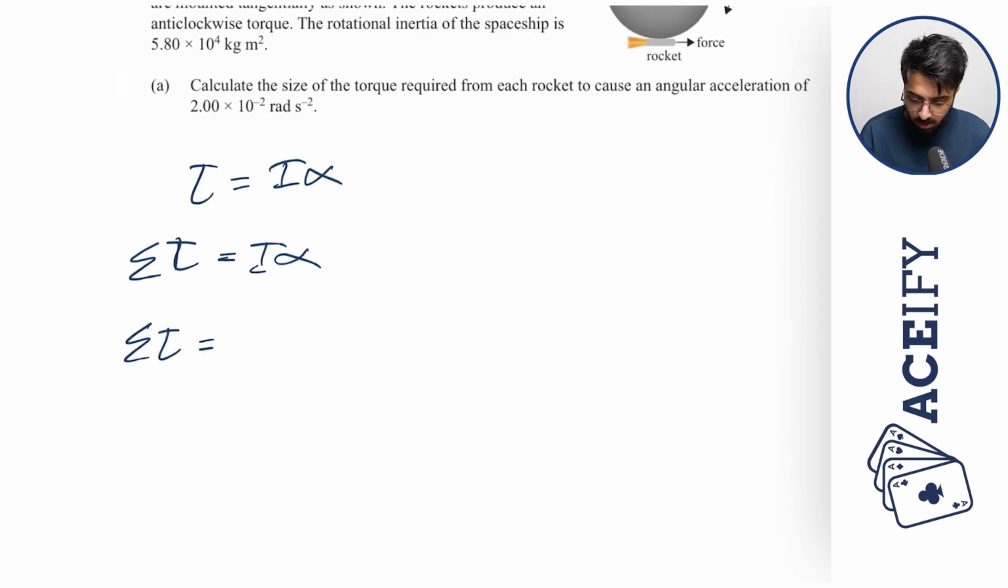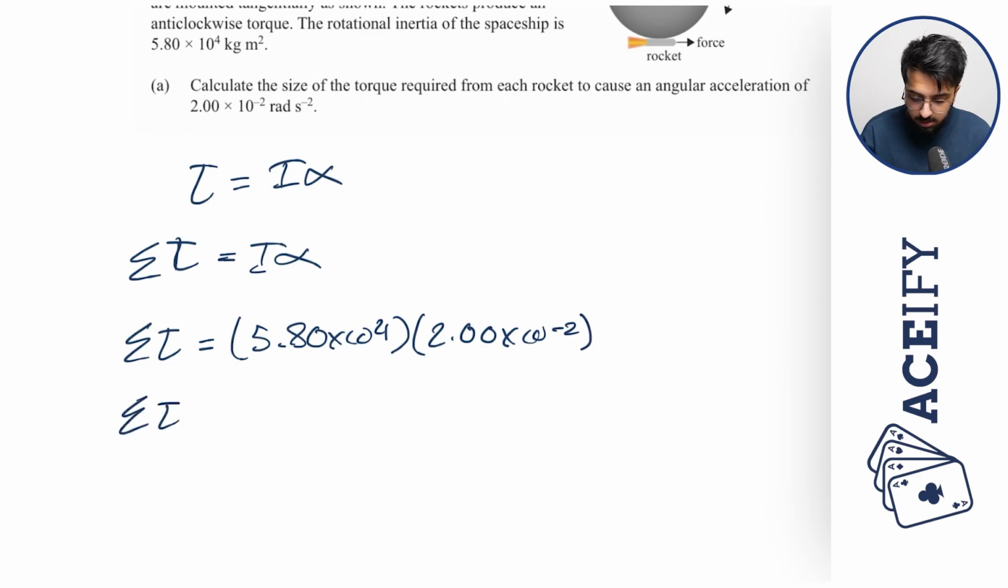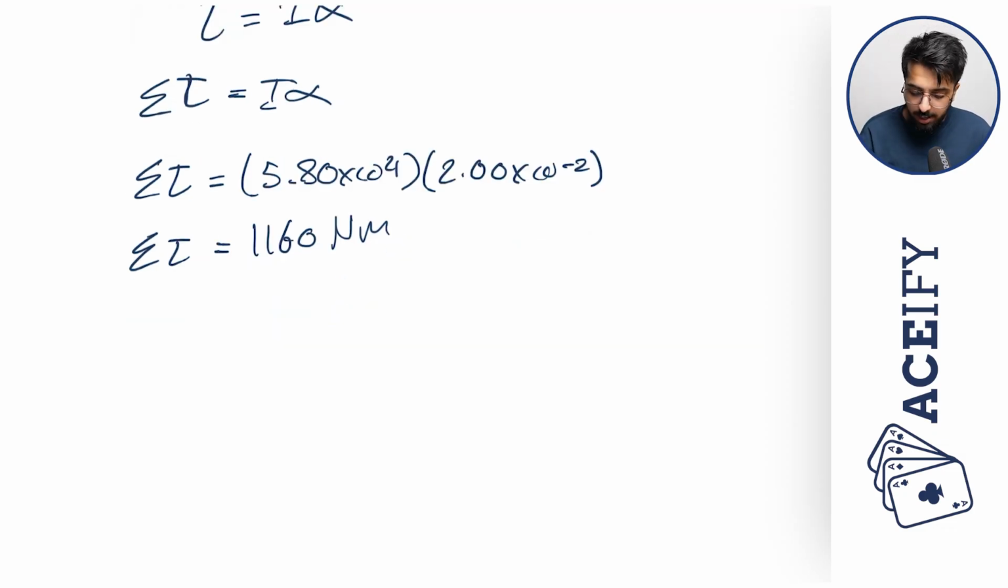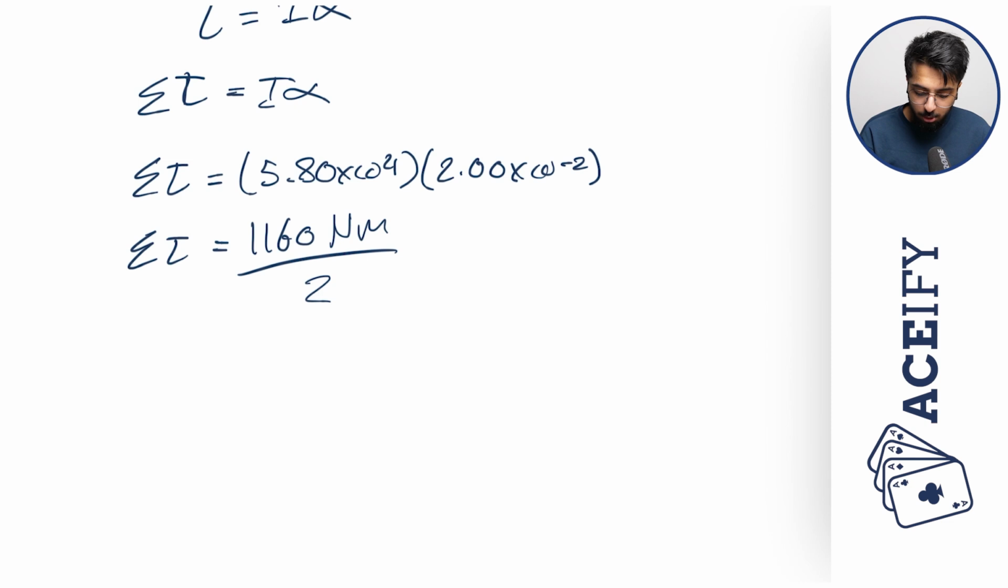torques is equal to 5.8 times 10 to the 4 multiplied by 2.00 times 10 to the negative 2, and this gives the sum of all torques as 1160 Newton meters. Therefore, as they are two identical rockets, we can simply divide this number by 2, and we get the torque produced by one rocket is equal to 580 Newton meters.